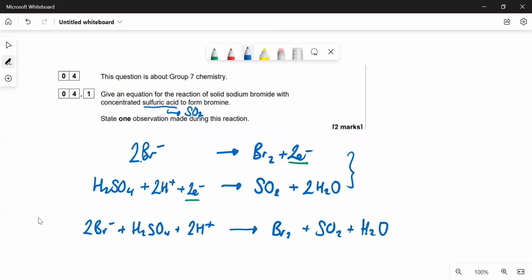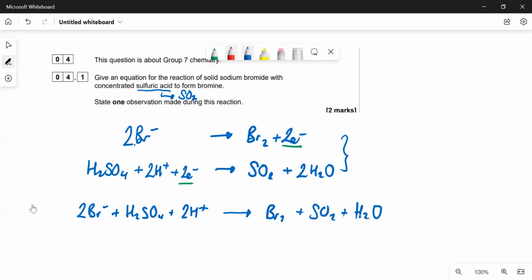It's simpler. If you wanted to write a full equation, what are the spectator ions? It's potassium ions, and sulfate ions. I wouldn't bother writing it, but you'd write 2KBr, and then you'd want 2 sulfuric acids now.